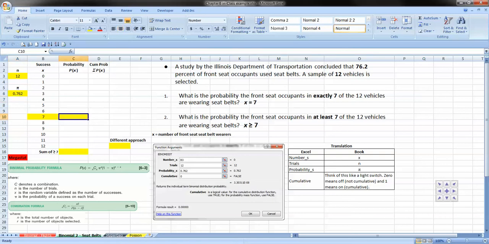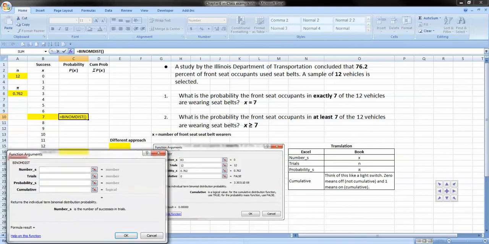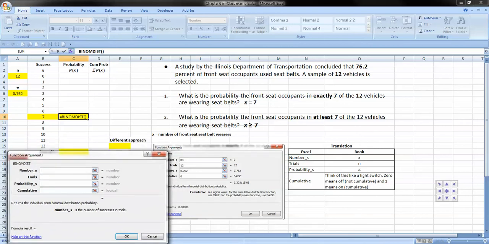So in the first part of the question, we want to find out: what is the probability the front seat occupants in exactly 7 of the 12 vehicles are wearing seat belts? So we can start the formula. For clarity's sake, I'll hit the function key and show the function arguments so that we have a clearer picture. We're looking for the number underscore s. If you've forgotten what that is, we put the little translation table over here. The number underscore s is equal to our x, and our x is the number of seatbelt wearers.